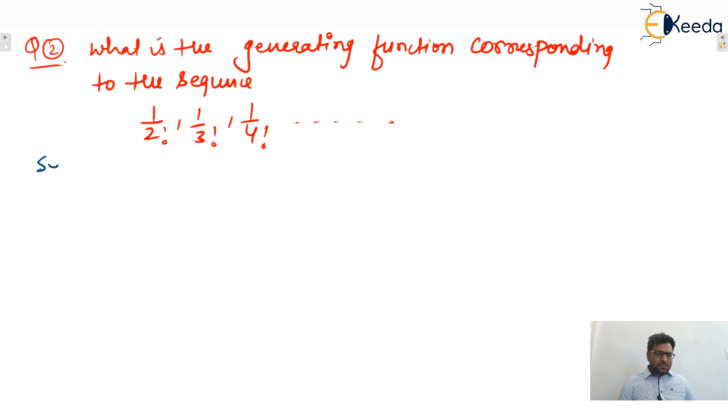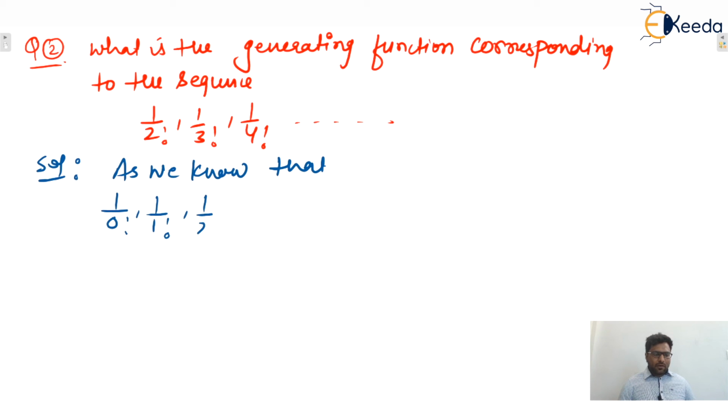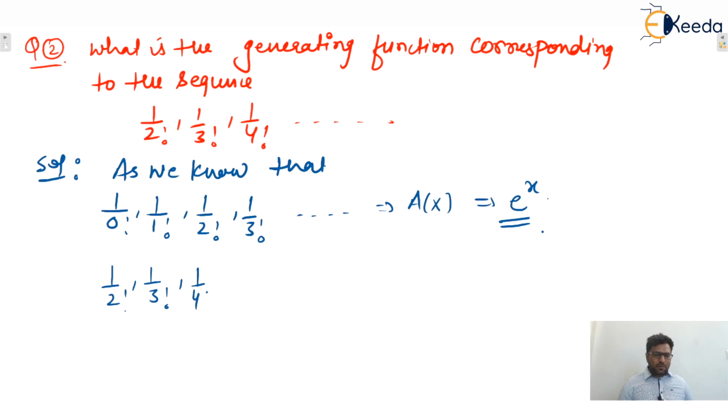Now you only tell me. So we know that 1 by 0 factorial, 1 by 1 factorial, 1 by 2 factorial, 1 by 3 factorial, up to infinity. What is the generating function for this one? e raised to power x. Yes, we saw it in the table. This is one standard sequence. Now it is shifted two times in the left direction. So this becomes this one only.